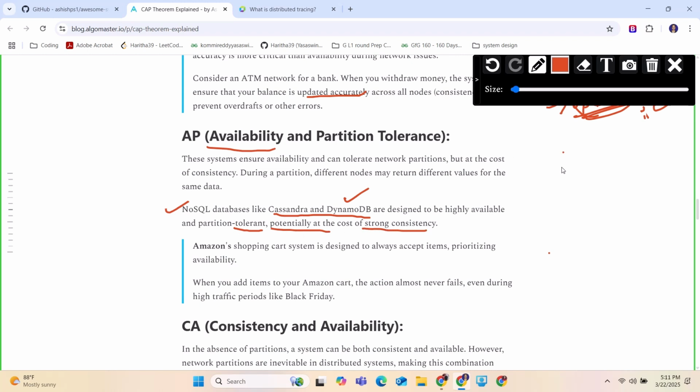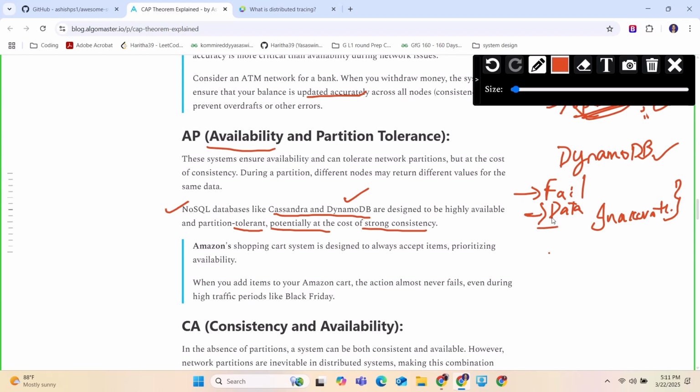Take Amazon's DynamoDB. How does it work? It will never fail, but the data may be inaccurate. We can have this kind of scenario in some use cases. At that time, availability and partition tolerance is fine. That means if a network failure happens, data is inconsistent but the system is always available.